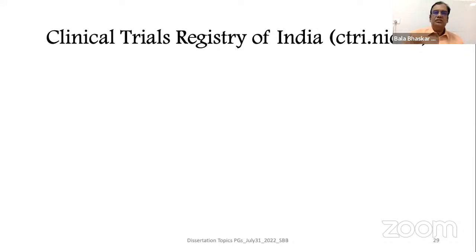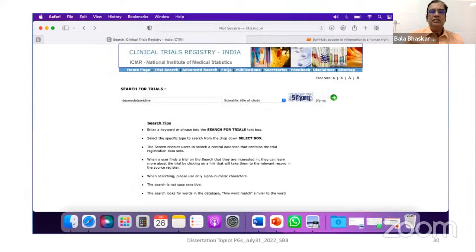All of us who are doing research, either as a PG or otherwise, have to be registered. So we can go to the clinical trials registry, create a username and password, and register. Like you, hundreds and thousands of people have registered their topic with all the details step by step. And what you can do is go into this website and search suitably.